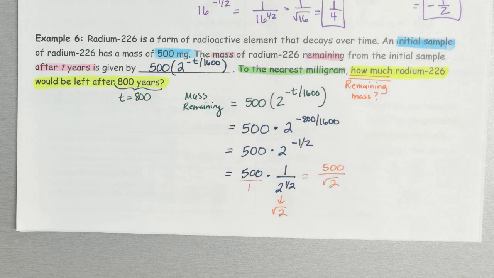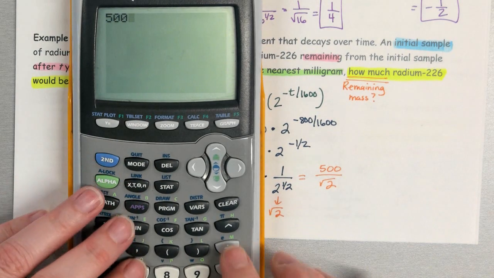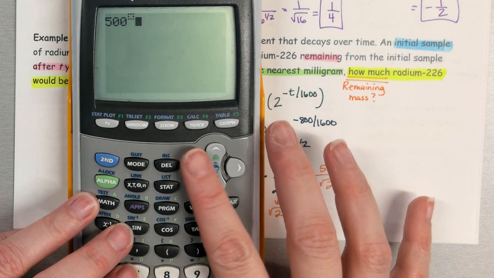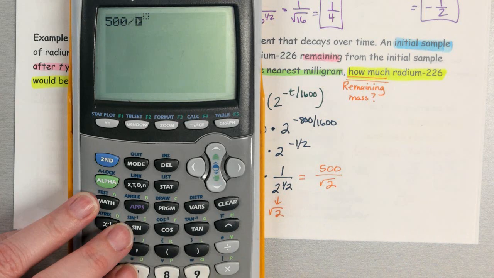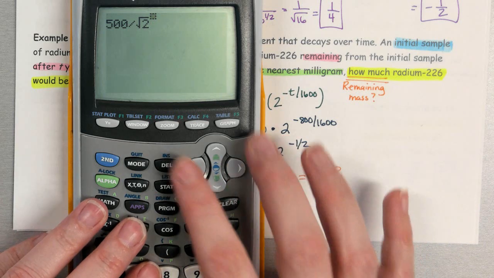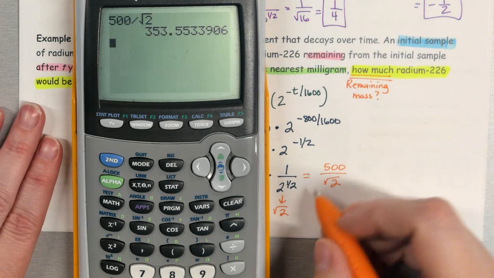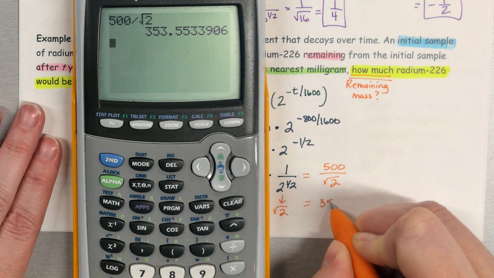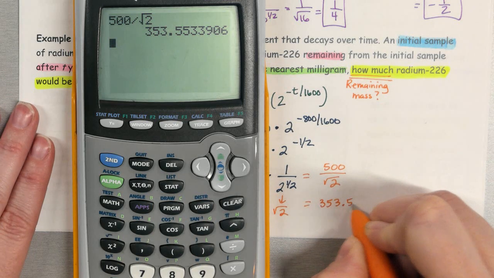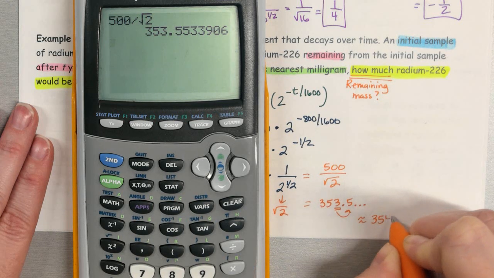Now, if this was on a calculator portion, I would let you just do this. I would just let you divide. Get rid of that. Divided by square root of 2. And then what did it say we have to round to? The nearest milligram. So if you're looking at the nearest milligram, that's the nearest whole number, 0.5, dot, dot, dot. So this would be about 354 milligrams.